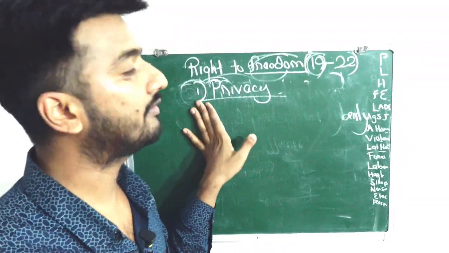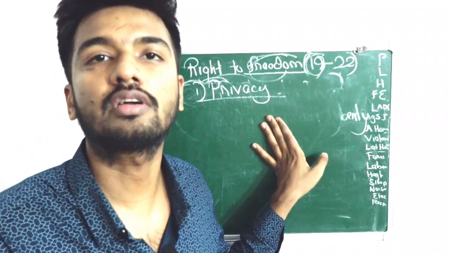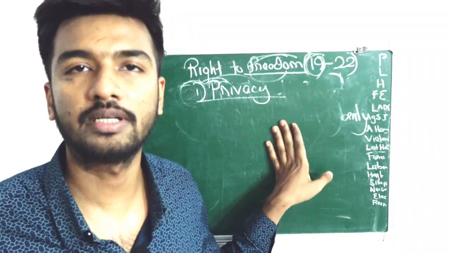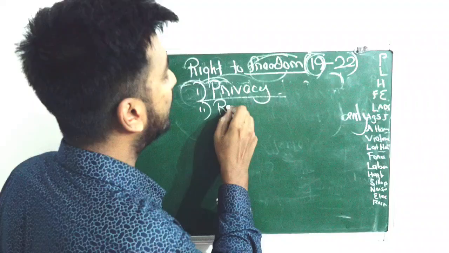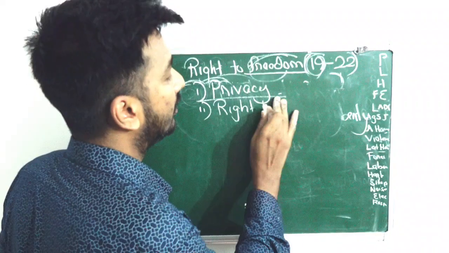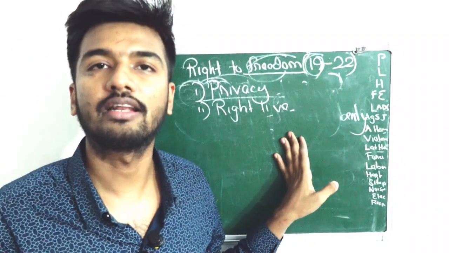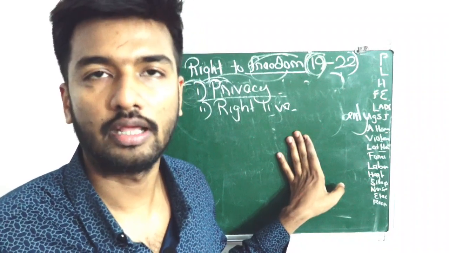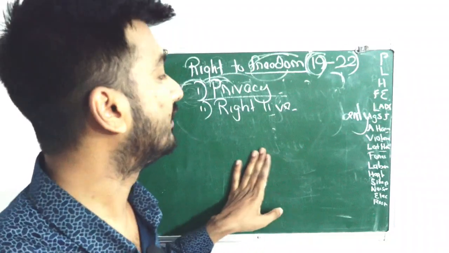You have privacy, so no one can click photographs without your consent. There's a privacy to it. It's a fundamental right. Number two is right to live. You have the right to live. No one can deny you from living. No one can kill you as they want. That is right to live.